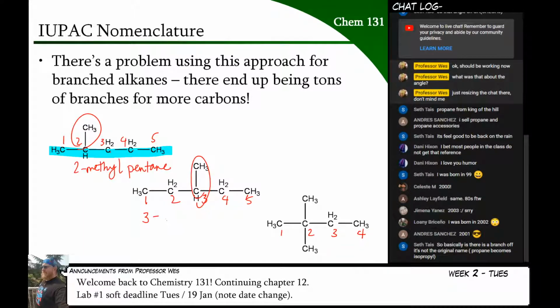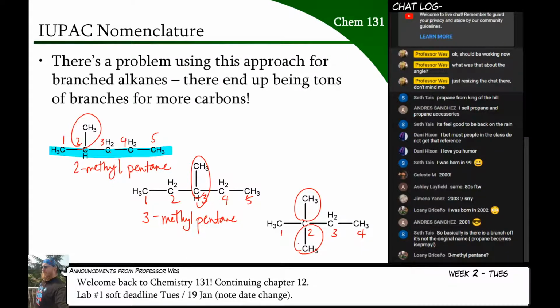So because that methyl is at position 3, this is 3-methylpentane. This one has a methyl and another methyl at position 2, but this is only a butane because there are only 4 carbons. So both of them are at the same position, so we just write the same number twice. 2,2-dimethylbutane. There you go, you got it.